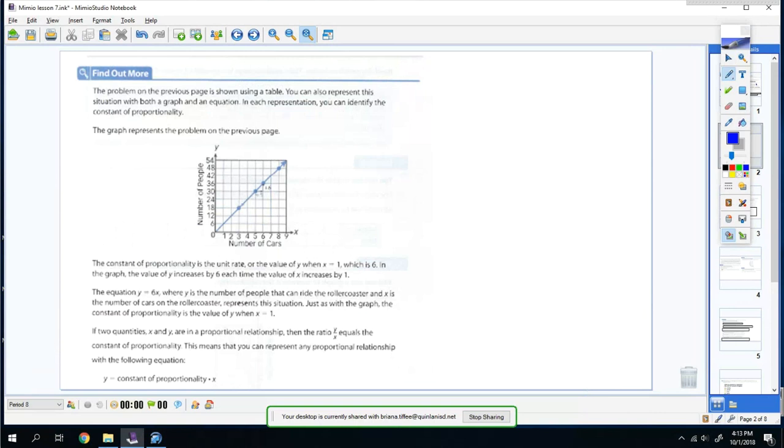It says the problem on the previous page is shown using a table. You can also represent this situation with both a graph and an equation. In each representation, you can identify the constant of proportionality. The graph represents the problem on the previous page. The constant of proportionality is the unit rate, or the value of y when x equals 1, which is 6. So it's going up at the same pace: 1 is 6, 2 is 12, 3 is 18, 4 is 24, and so on. But the biggest thing is it has to go through the origin. The origin is (0, 0).